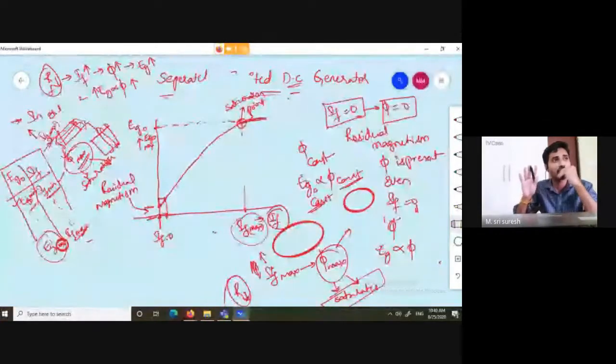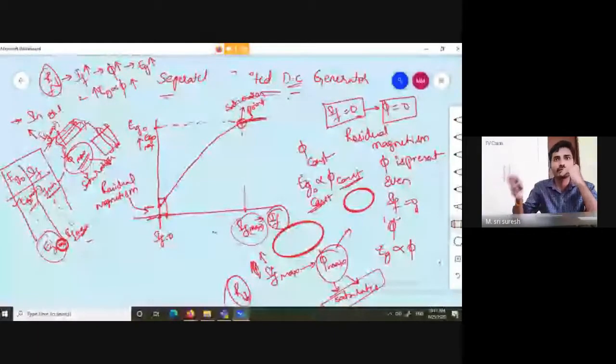All the generators under no load condition. Open circuit characteristics means the generator is operating under no load. No load means load is not connected. The circuit diagram shows that the load is disconnected by a switch. The switch is in open condition, which means the generator is running under no load condition.